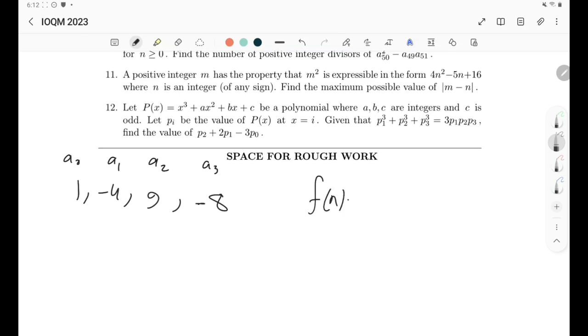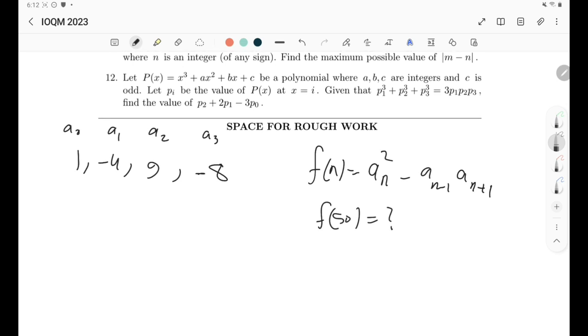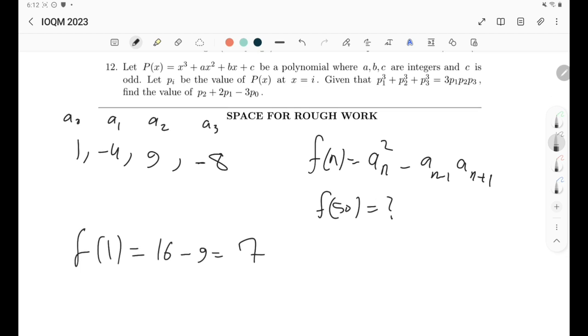Let's define f of n to be an square minus an minus 1 times an plus 1. Our question is find f of 50. So maybe this thing itself is nice. Let's try to calculate this thing. So what is f of 1? F of 1 is just a1 square, that's 16, minus 1 times 9, so this is equal to 7. So f of 1 is 7.